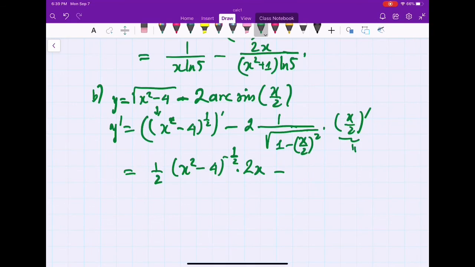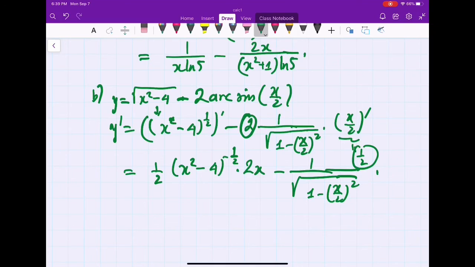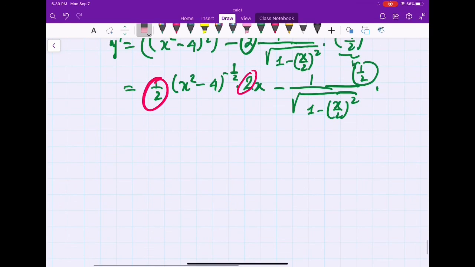So basically, this is 1 over 2 times x squared minus 4 to the negative 1/2 times 2x, minus, so the derivative of this guy is just 1/2. The 1/2 with the 2 will cancel out, so I will not write it. I write 1 over 1 minus x over 2 squared. If I don't ask you to simplify, you don't have to. But in this case, you must simplify this and this. Does that make sense?